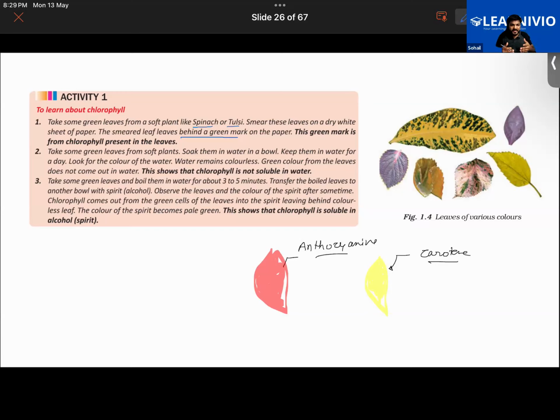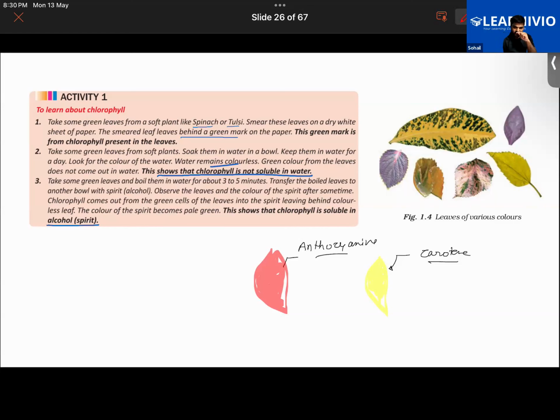Now take some green leaves from some soft plants and soak them in a bowl of water. Keep it soaked in the water for a day. You will notice that the water would hardly have acquired the color of the leaves. Water remains colorless. The reason is that chlorophyll is not soluble in water. But if you were to do the same thing with alcohol or spirit, you will observe that chlorophyll is soluble in it. So we have one more conclusion, that chlorophyll is soluble in alcohol, but it is not soluble in water.